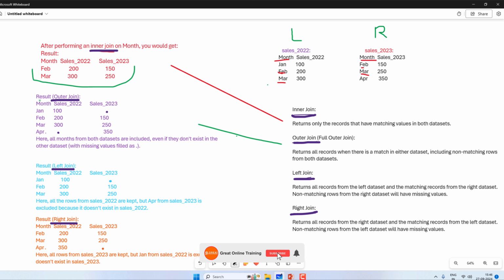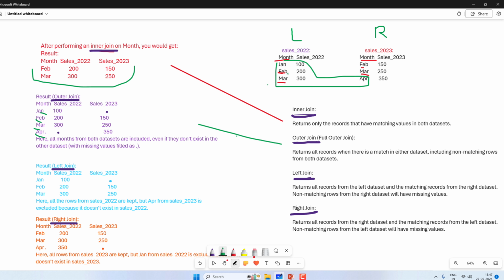If you see here, we have the observations Jan, Feb, March and April. These four only we have as observations. For example, Feb and March are repeated, so we have only four distinct observations. So when we are performing the outer join, if you see Jan, Feb, March and April, the four values are printed here.